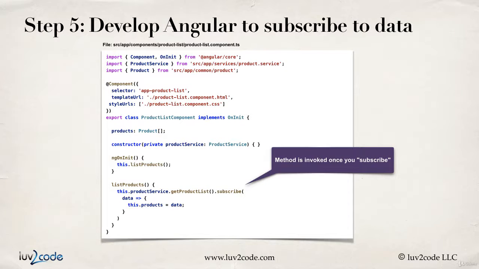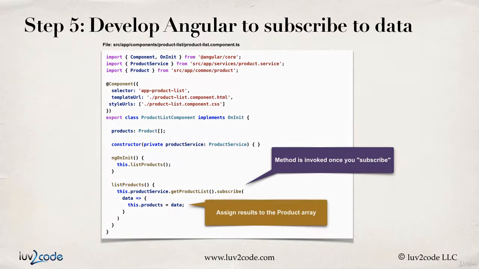And it's going to invoke the method in an asynchronous fashion. So this method will kind of run in the background. Once all that data has been retrieved or returned, then we assign that data here to our array of products. So here I have this.products equals data. So that's the data that came back from that given service via that REST API.